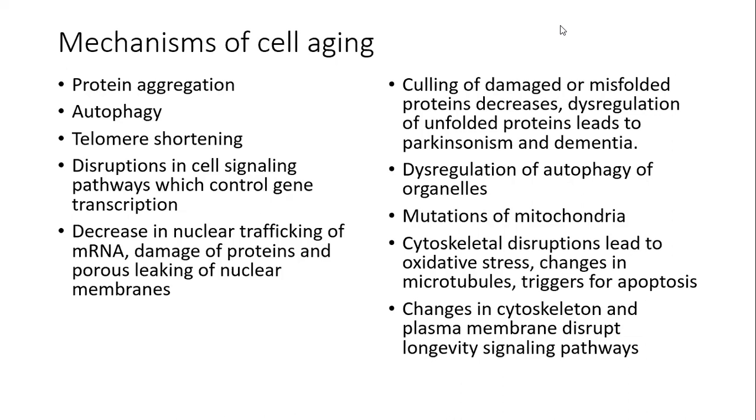So the reproductive process is messed up, resulting in misfolded proteins. Culling of damaged or misformed proteins decreases. So you get a buildup of all these misfolded proteins within the cell. An example of that is unfolded proteins, which lead to Parkinsonism and dementia. Dysregulation of autophagy of the organelle, so things don't get removed like they should be, or it happens more than it should.